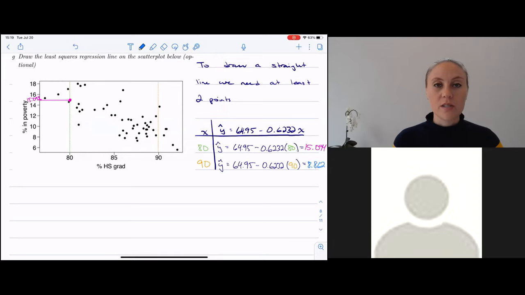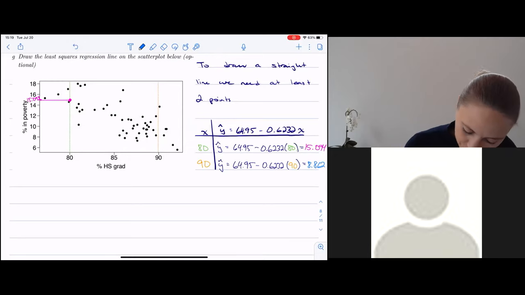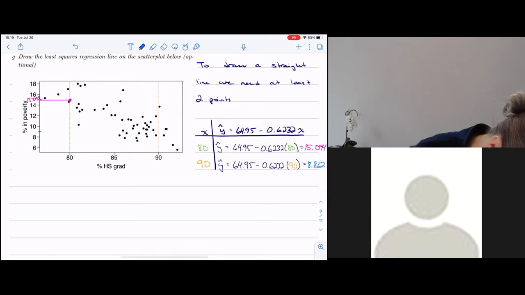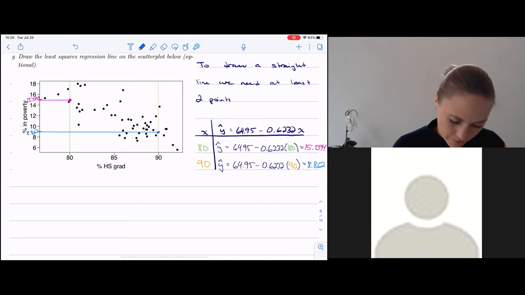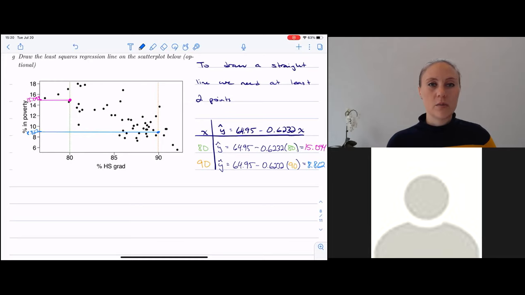8.862. There are a couple of things you can do to check in. You've got a negative relationship, so for a larger value of x, we're expecting our value of y to be smaller. And that's what we're seeing, so things seem to be making sense so far. So 8.862 might be somewhere here, and if we trace across here, it would go somewhere like that.